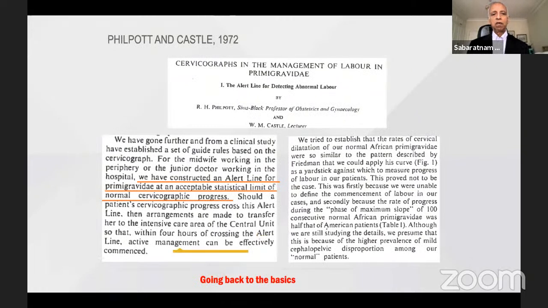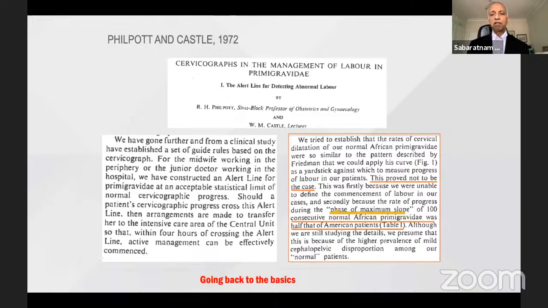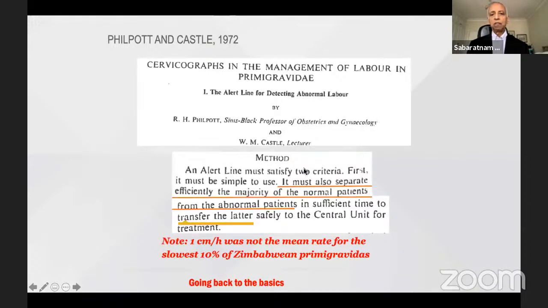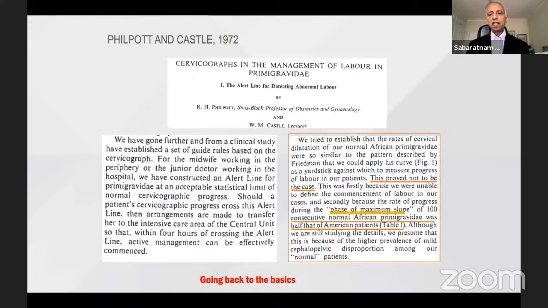Now, Philpott in Zimbabwe decided to use the graph produced by Friedman, and he looked at the different cervicogram, and they wanted to really prevent women in long labor and develop fistulae, vesicovaginal fistulae. So they decided they will take the Friedman curves, but the rate of cervical dilatation of African primigravida was much less than they thought. So he said, we tried to establish the rates of cervical dilatation in normal African primigravida to be similar to the pattern described by Friedman, but we couldn't apply this curve as a yardstick to measure progress. This proved not to be the case. In other words, they were dilating much more slowly.